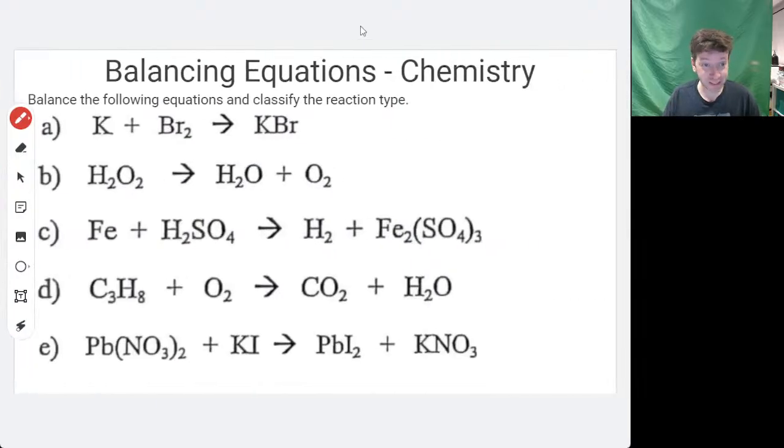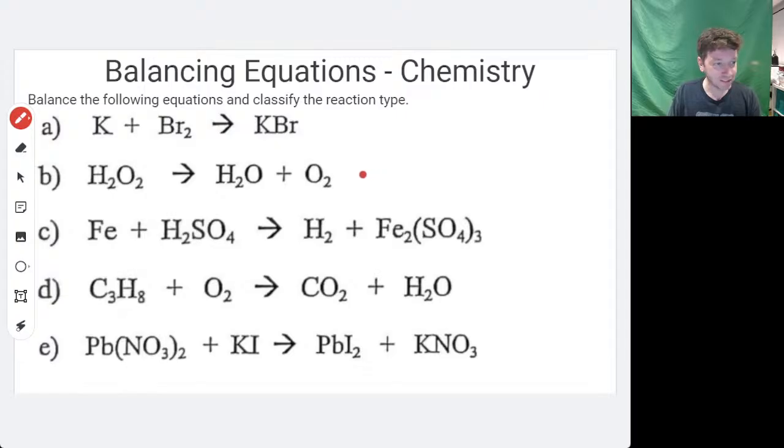Next, balancing equations. We'll go over some examples here, but again, I've also created full videos on balancing equations and identifying the types and predicting the different reactants based on what type of reaction it is. But for these, we're just going to go over them. We're going to balance, and then we're going to classify each type.